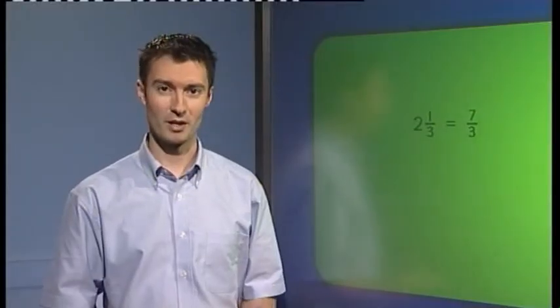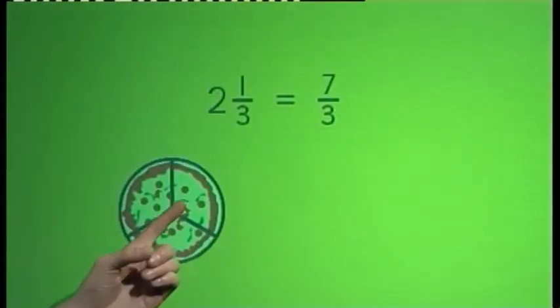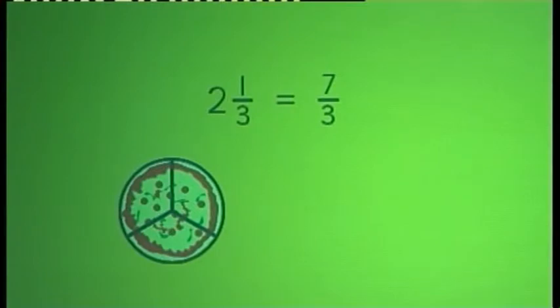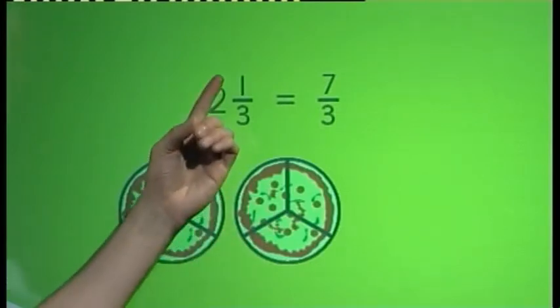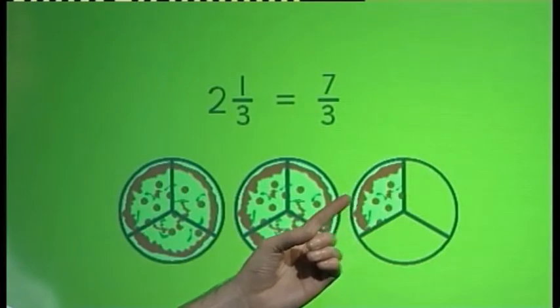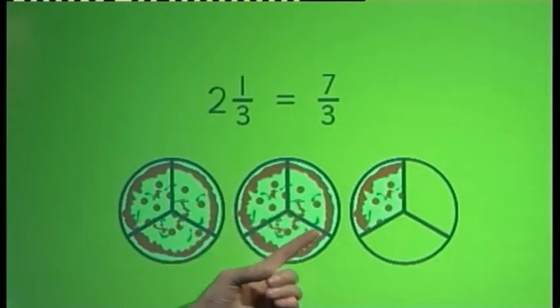So why does that work? Well, one whole pizza is 3/3. And multiplying the whole number by 3 tells us how many thirds in the two whole pizzas. And then finally, we add on this third. So let's count the thirds. 1, 2, 3, 4, 5, 6, 7, which is 7/3.